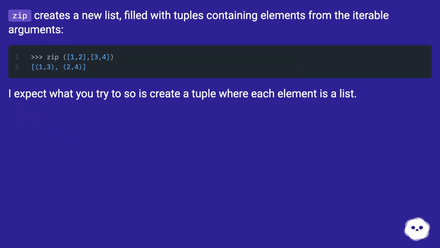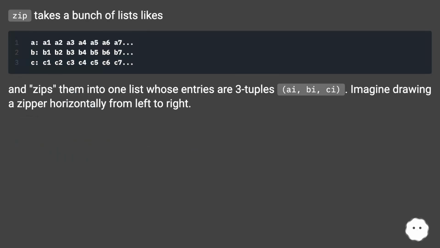Zip creates a new list filled with tuples containing elements from the iterable arguments. I expect what you try to do is create a tuple where each element is a list. Zip takes a bunch of lists like and zips them into one list whose entries are 3-tuples, ai, bi, ci. Imagine drawing a zipper horizontally from left to right.